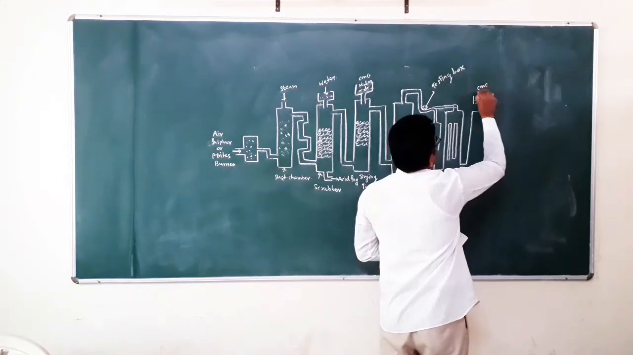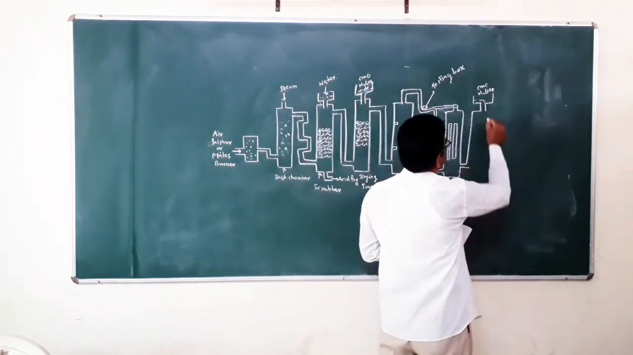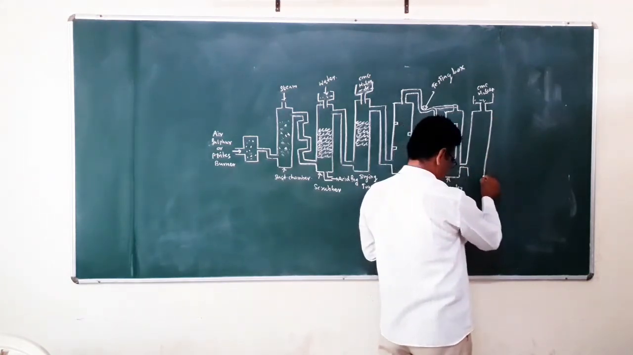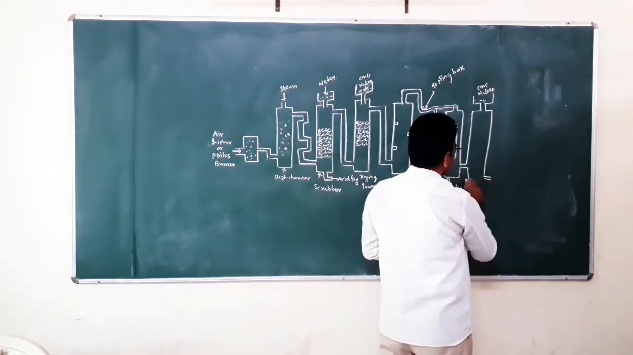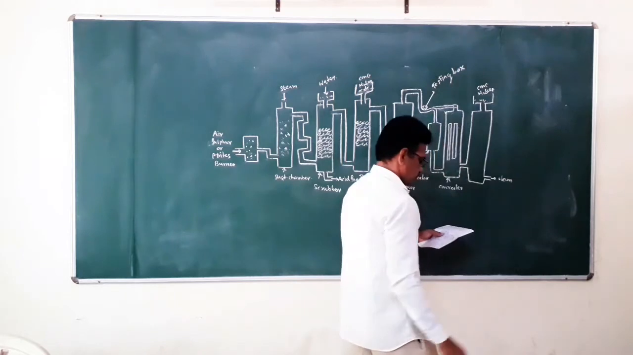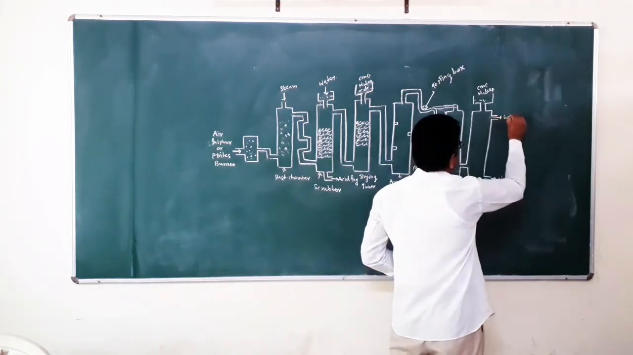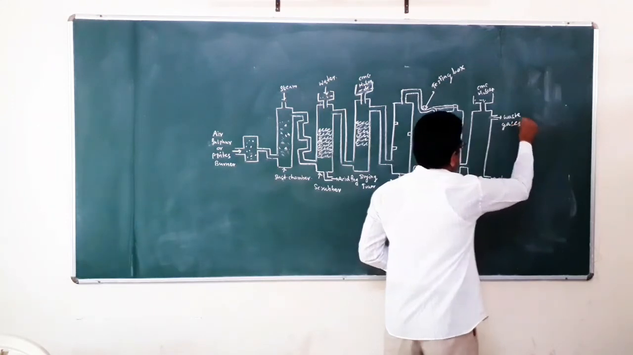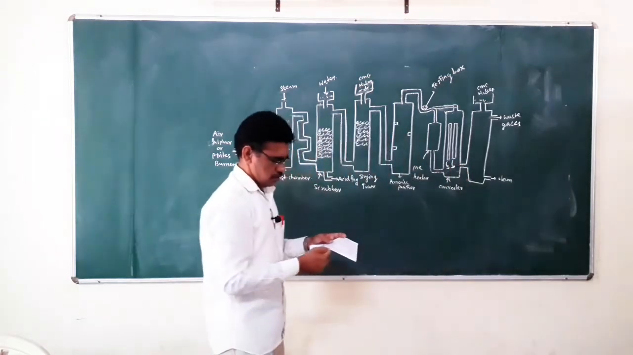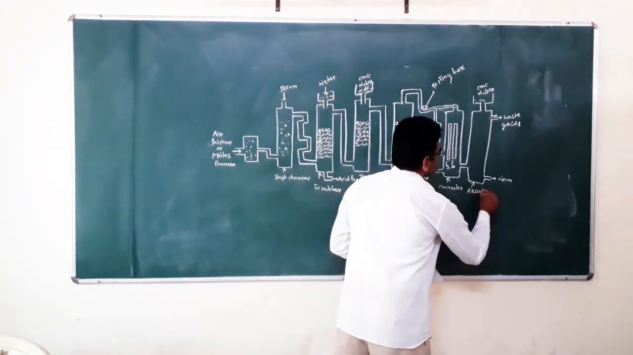Here concentrated H2SO4 flows at the top of this absorption tower. This is the outlet of the column. Here waste gases leave. This is absorber.